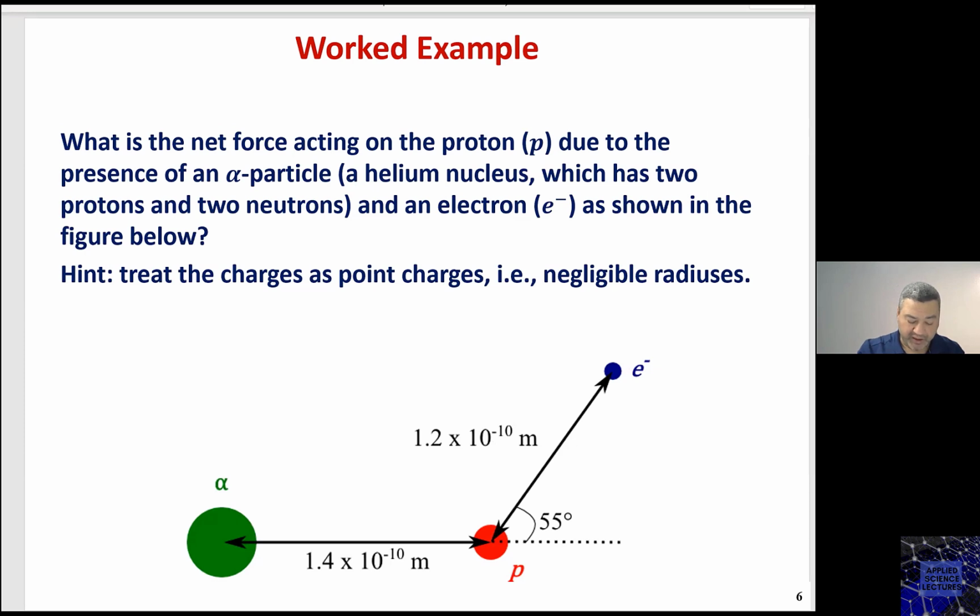Okay, so let's solve this problem. What's the difference between this problem and the problems we have seen earlier? The only difference is those charges, they are not on the same line. In this case, we will deal with projections. We'll have to project the forces and find the components of the net force and then reconstruct the net force again. So let's get started. So 1.2, 55.